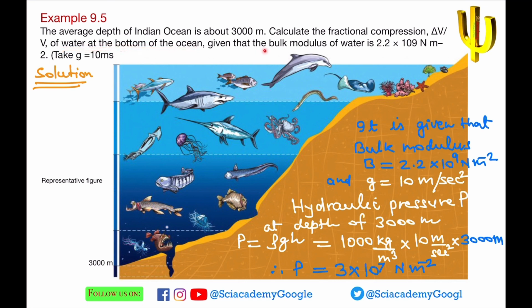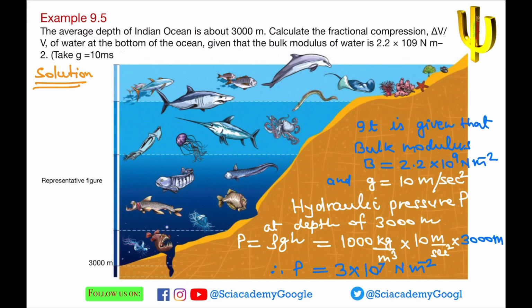What is given? Bulk modulus of water is given as 2.2 into 10 to the power 9 Newton per meter square, and it is given as a hint that small g, acceleration due to gravity, is 10 meter per second square. So let us solve this question.